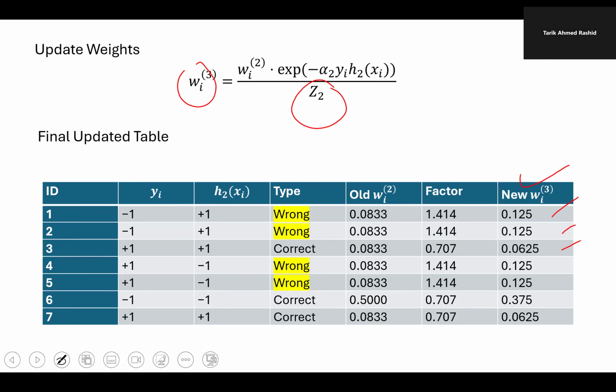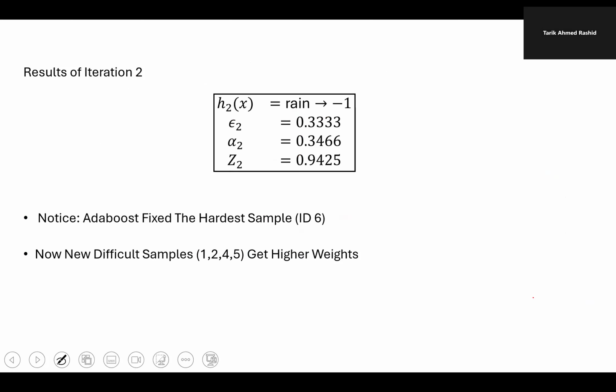You can see it's small. Here is big, correct, big, so wrong. Here the weight is big, is wrong. And here is correct, and here is correct. And now you can see still 0.35, which was 0.5, but reduced. So that's a good sign. It was 0.5 in first iteration, ID6.